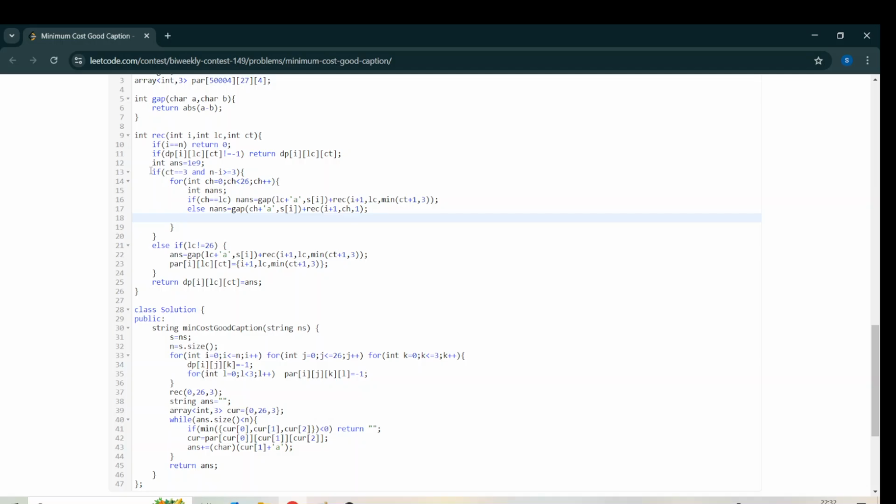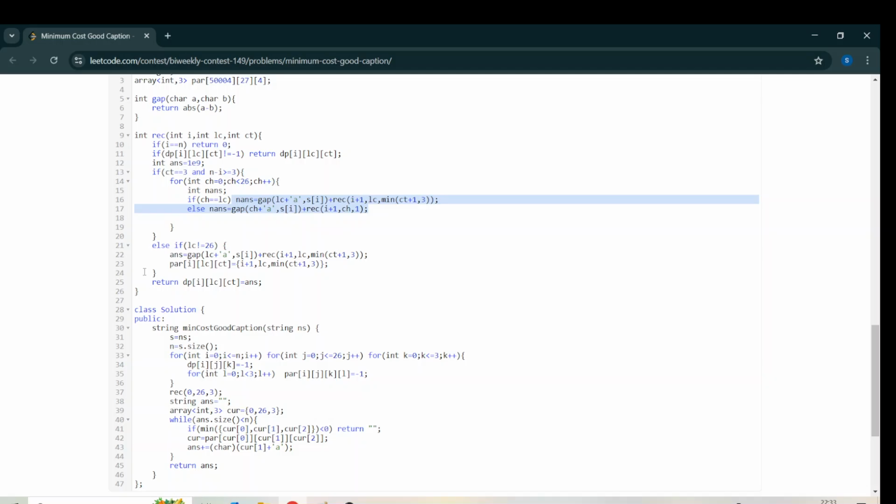Now, this case will consider if the count is 3, or the last greater than 3 characters are remaining. Otherwise, if lc not equals 26, why I have taken this case, I will explain later, but let's ignore this. If this condition is not satisfied, then we will go to this part. This part is similar to this. I hope you get it. This is the recursion part, where we are recovering the minimum number of operations to generate a good caption. But our work is not finished here.